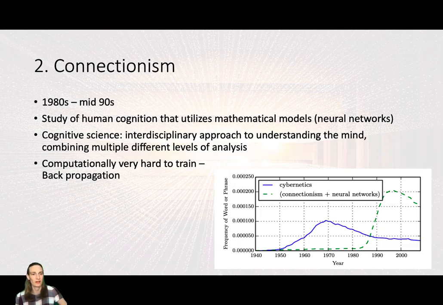It wasn't until the 80s, mid-90s, that AI got a second boom. And it was not called cybernetics back then, it was called connectionism. Connectionism comes from cognitive science. So cognitive science is an interdisciplinary field that aims to understand the mind by combining different types of analyses. Okay.